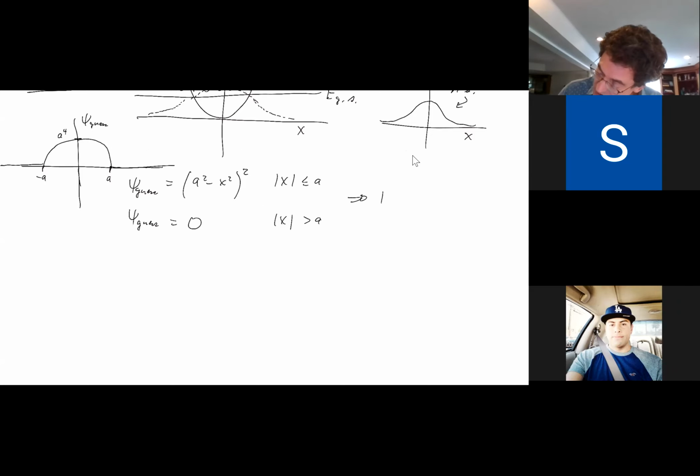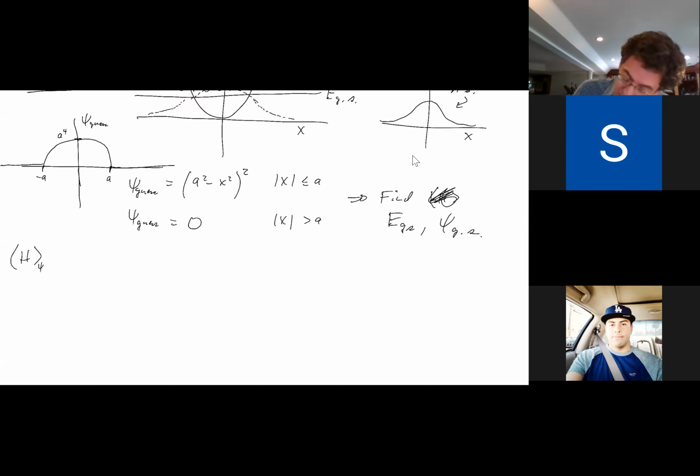Now we basically have to find the expectation value. What we want to do is find the ground state energy and the ground state wave function. But to find the ground state energy, we have to first calculate the expectation value for this wave function. And so let's do that. And so is this wave function normalized? Yes or no?